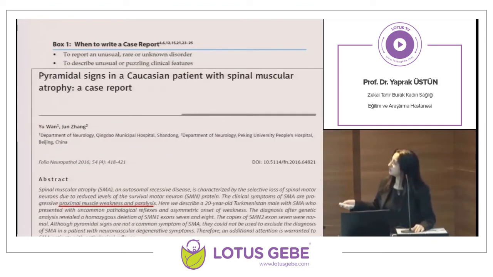When you look at describing unusual or puzzling clinical features, it's worth publishing. You see the title, Pyramidal Signs in a Caucasian Patient with Spinal Muscular Atrophy, a case report. Generally, the clinical symptoms of SMA are progressive muscle weakness. Here you see, in this patient, another type of symptom, it's asymmetric onset of weakness. So, if you see unusual or puzzling clinical features, it's worth publishing.